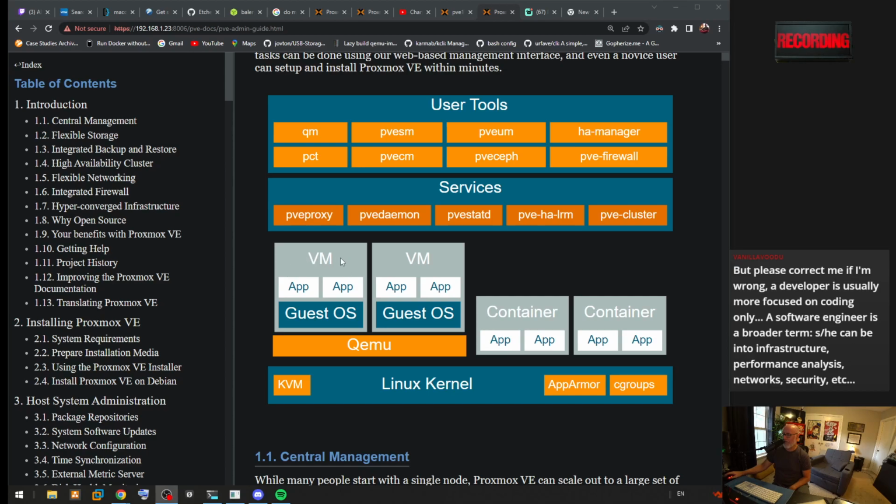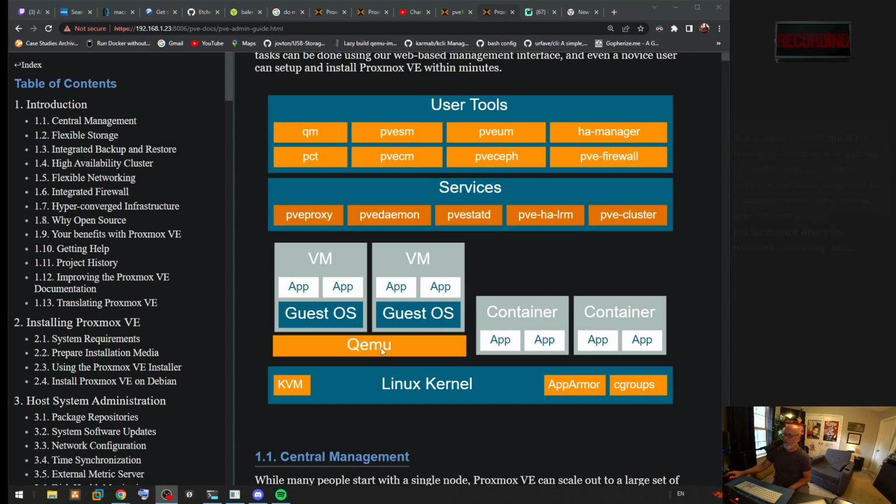So we have a VM with two little boxes for app, and one big box for guest OS. And we have a couple of those, and then those are all under QEMU. QEMU is binding those together. For those who don't know, QEMU is the kind of generic emulation that does virtualization as well as straight up emulation. We're not going to talk about the difference between KVM, Xen, and QEMU right now. That's another conversation I've had in other places.